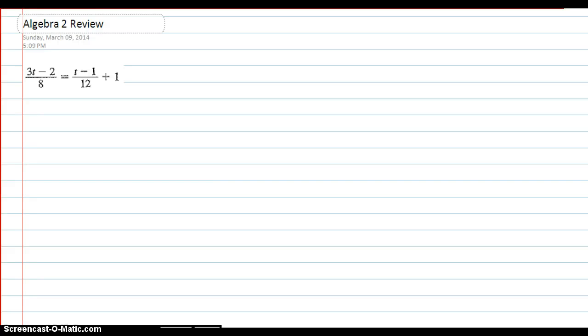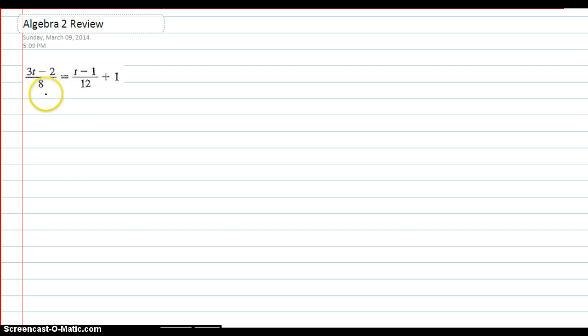Hi, this is just a brief review of what we've been doing this last chapter. In our last chapter, we've been learning how to solve rational equations. And this is an equation because there is an equal sign. So we're going to go through just 3 types of problems.